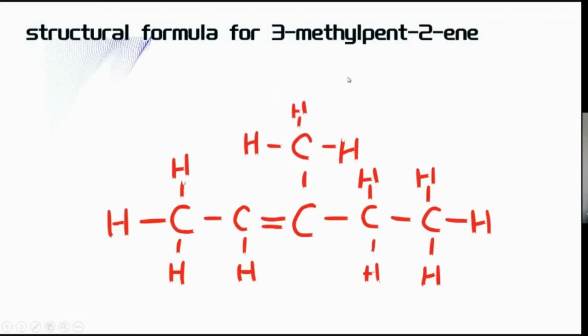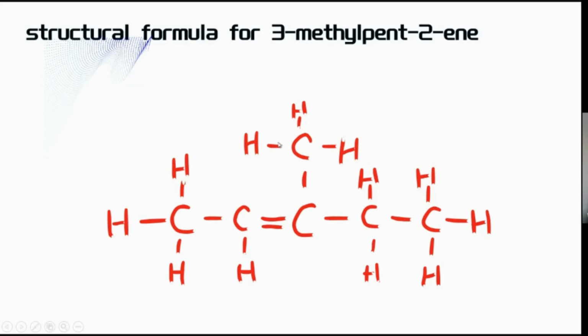Okay, let's say 3-methyl pentene. So we draw the parent chain. Pentene, pent is 5, right? 5 carbons. At carbon number 2, it has a double bond. So 1, 2, 3, 4, 5. Then at carbon number 3, at carbon number 3, it has 1 branch with 1 carbon, methyl. Methyl is 1 carbon. If ethyl, it will be 2 carbons.